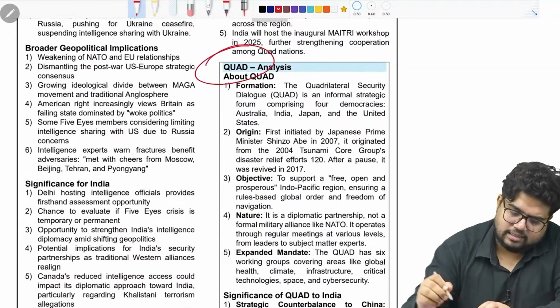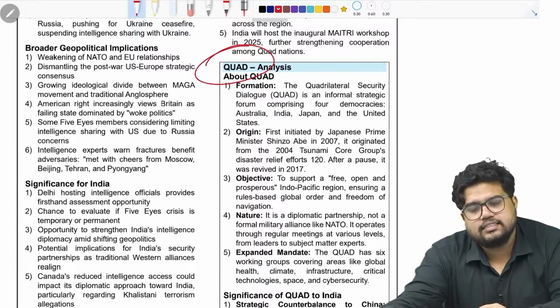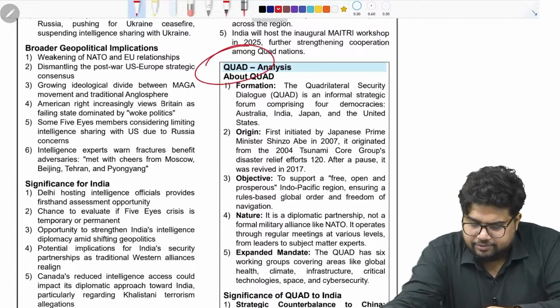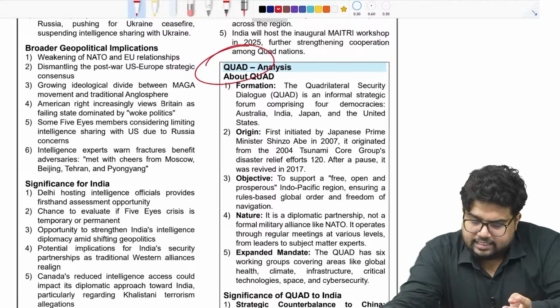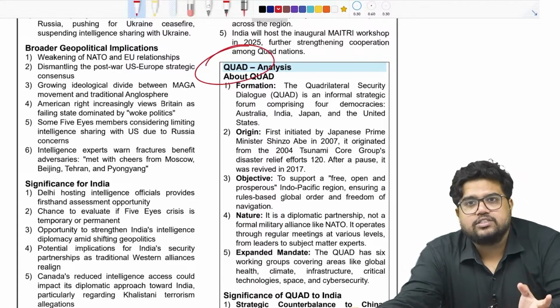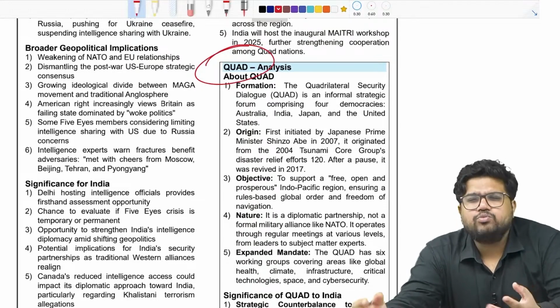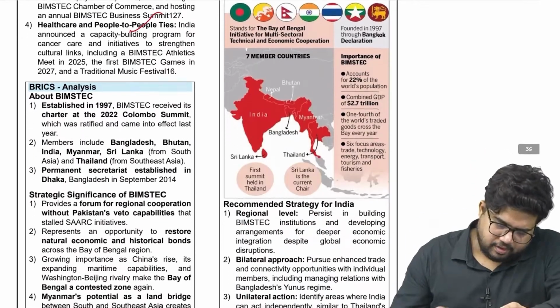Quad, what is the meaning of the Quad? It started as a quadrilateral informal strategic forum consisting of 4 countries: Australia, India, Japan and United States, called the diamond of democracies.